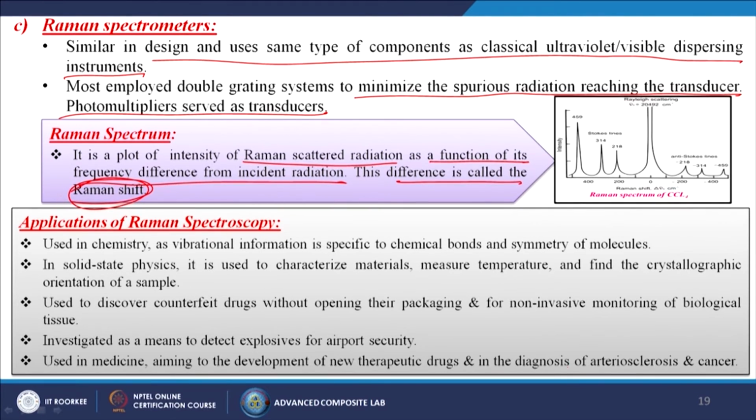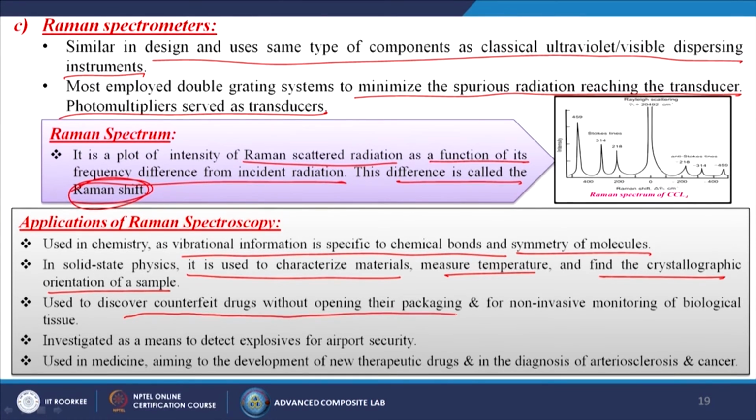Applications of Raman spectroscopy: it is used in chemistry, as vibrational information is specific to chemical bonds and the symmetry of molecules. In solid state physics, it is used to characterize materials, measure temperatures and find the crystallographic orientation of a sample. It is used to discover counterfeit drugs without opening their packaging, and for non-invasive monitoring of biological tissues. It is being investigated as a means to detect explosives for airport security. It is used in medicine, aiming at the development of new therapeutic drugs and in the diagnosis of arteriosclerosis and cancer.